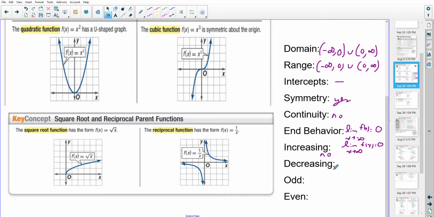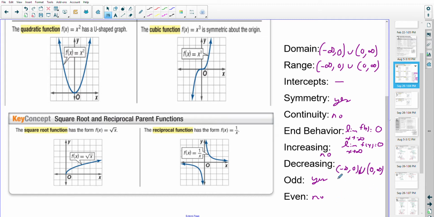Does it decrease? Yes, it is decreasing. All of this has a negative slope, and therefore you're going to have from negative infinity to 0, and then again union from 0 to positive infinity. Is it odd? Yes, it is. Is it even? No, it's not, because of the definition.